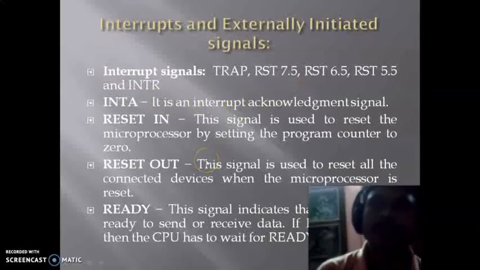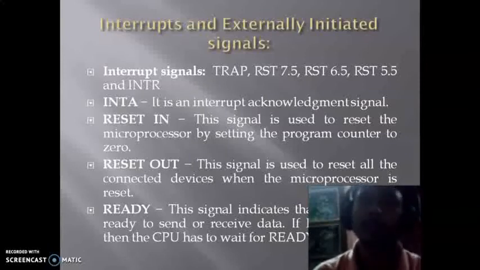Next is the reset in signal, that is an externally initiated signal. If you send a reset in signal to the microprocessor, this is an active low signal. If an active low signal is sent to the microprocessor, then the microprocessor will be reset. At the same time, an active high signal is sent by the reset out pin to the peripheral device, then the peripheral device can be reset. This signal is used to reset all the connected devices when the microprocessor is reset.